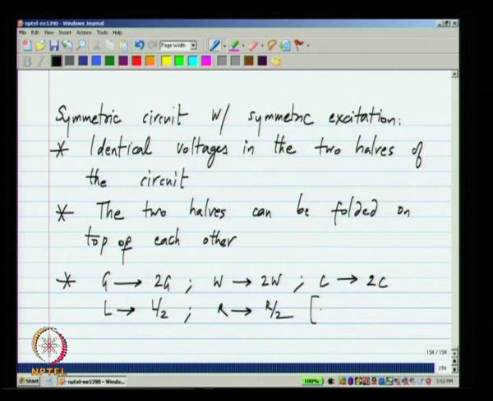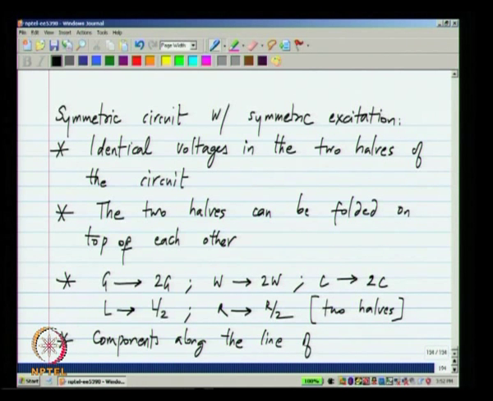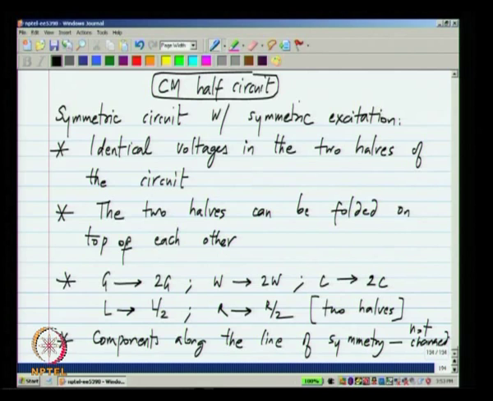These are the components in the two halves, and the components along the line of symmetry are not changed. And this gives us what is known as the common mode half circuit, which is considerably simpler than the original circuit and also considerably easier to analyze.